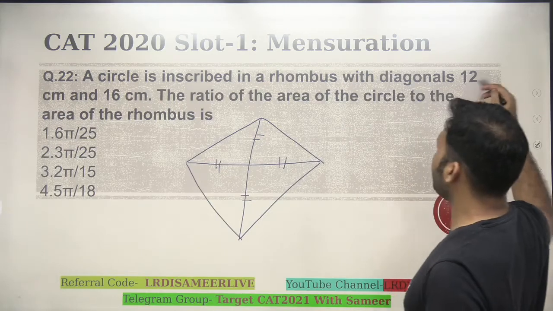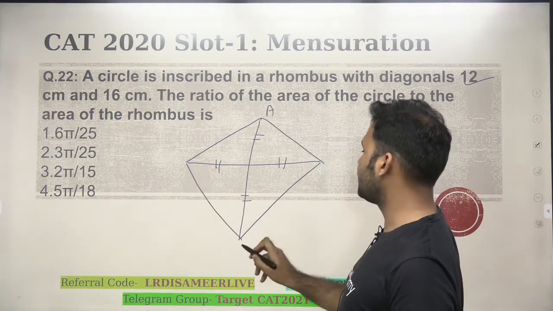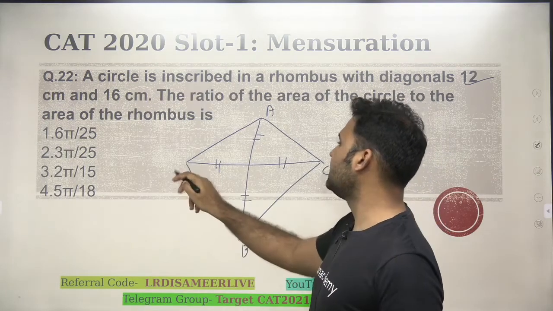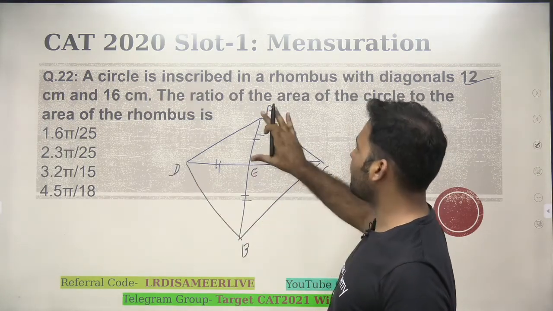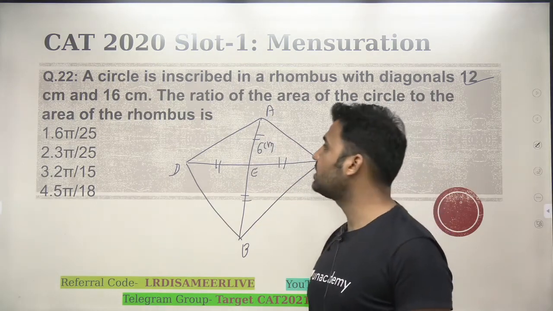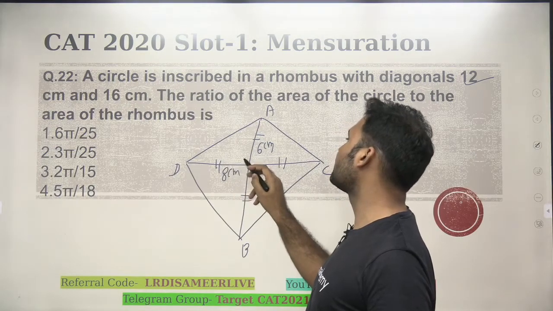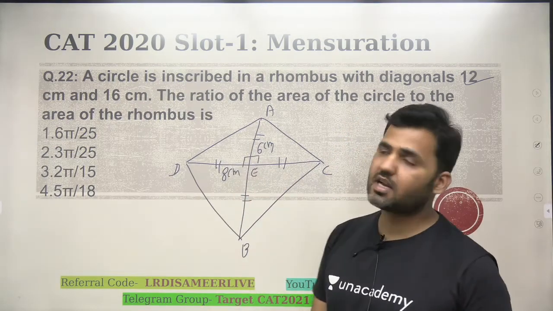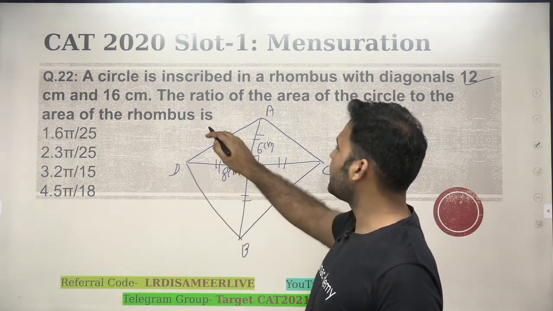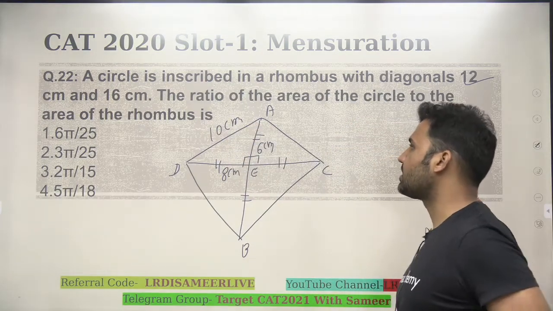If I'm saying that one of the diagonals is 12 centimeter, let's say this is A, this is B, this is C, this is D, this is E. So the length of AE will be 6 centimeter because diagonals bisect each other, and this is 16, so this will be 8 centimeter. And because the rhombus diagonals bisect each other at 90 degree, this is 6, this is 8, can I say this would be 10 centimeter. The length of AD would be 10 centimeter.